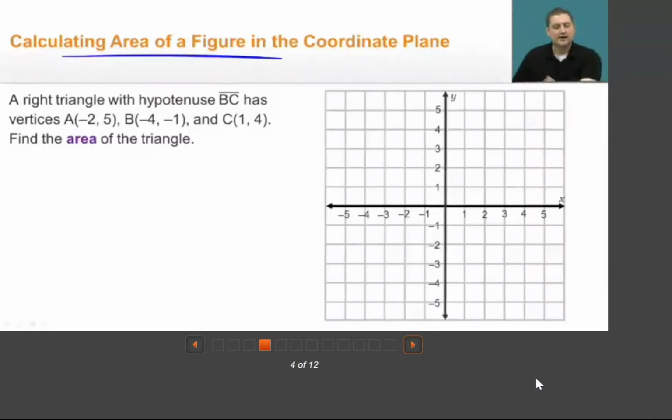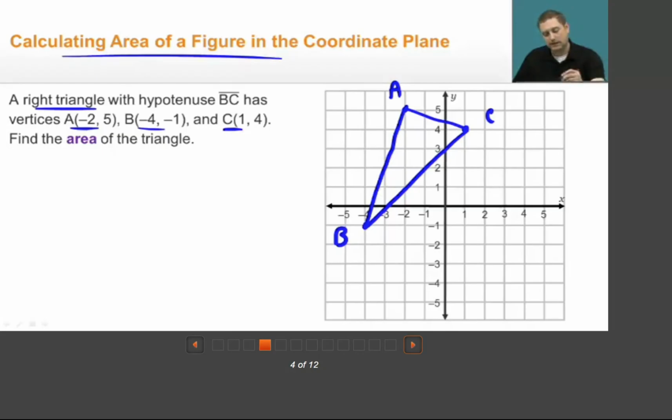Let's calculate the area of a figure in the coordinate plane. For this example, I'm dealing with a right triangle given A, B, and C vertices at -2, 5 for A, -4, -1 for B, and C at 1, 4. So we can actually draw these in and see our triangle. And it tells us that the hypotenuse is BC.